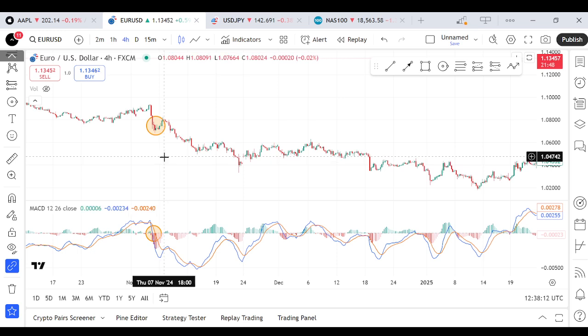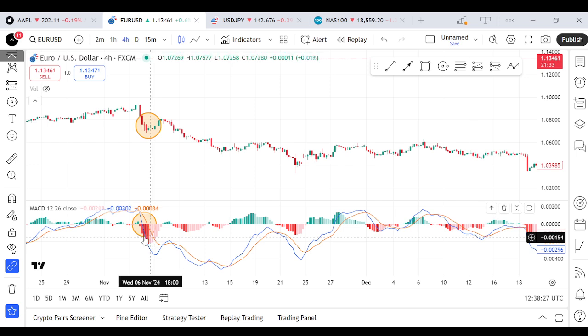But we shouldn't sell immediately. There's another confirmation. The third step is to confirm momentum with the histogram. Now, the histogram provides additional confirmation of momentum strength. Look for increasing bars in the direction of your trade. For example, here we had a bearish example. You can see increasing bars to the downside.